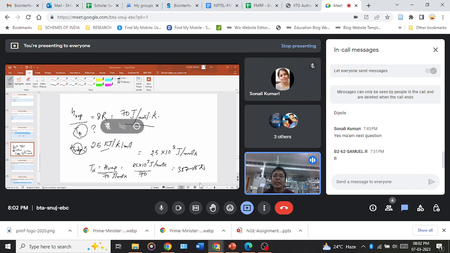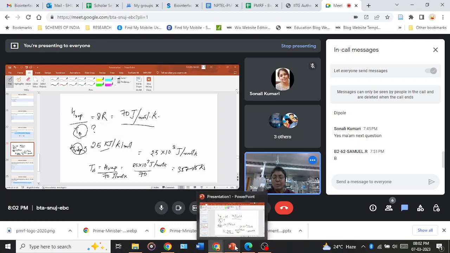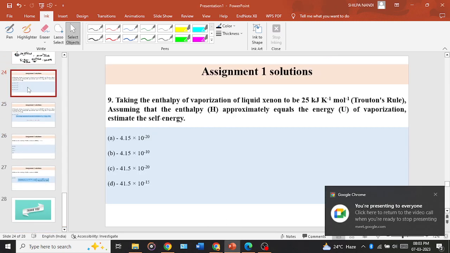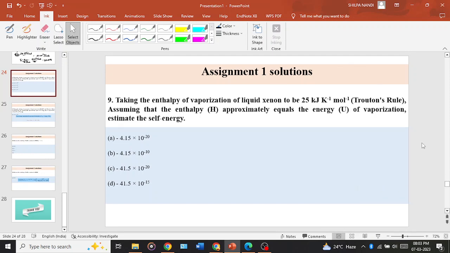Any issue till now, or anything you cannot understand? Because these questions are quite direct, and even for your assignments, in the week one assignments, as I just saw, those questions were quite straightforward. So any queries till now? Okay, let's move on then. We have two more questions left. Both of them are numerical.